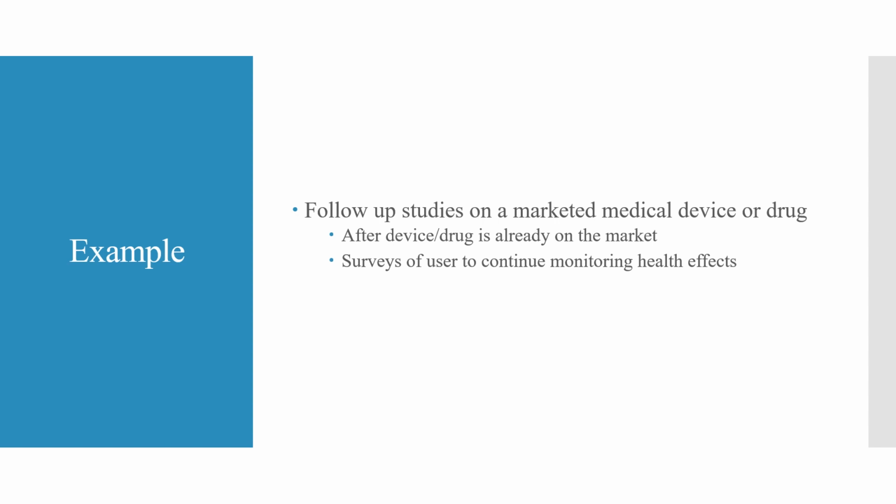One example of this would be follow-up studies on a marketed medical device or drug. So this is a study that would be done well after the device or drug is already out on the market, it's already been approved and vetted, and now it's available. You can go to the store and buy it yourself. This study would be surveys of users to continue monitoring the health effects that that device or drug has on its participants. And that's a really good example of expedited category 1 because again, it's very minimal risk. You're not putting them at any more risk than they'd encounter in their day-to-day lives, but you're still able to continue the research of this medical device or drug.